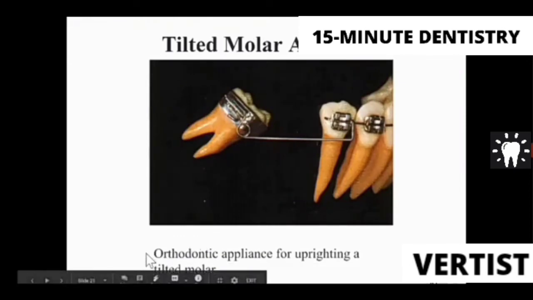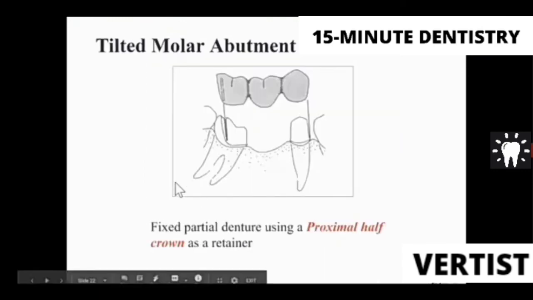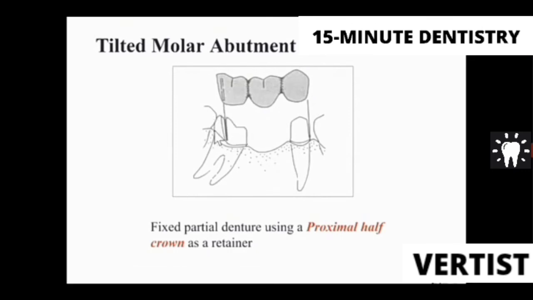These situations can be handled by using orthodontic appliances for uprighting the tilted molar. The other treatment option could be using a proximal half crown as a retainer. As you can see in this situation, in a proximal half crown, only the distal part of the tooth is untouched. The other portions have been prepared. So using proximal half crowns as retainers could also be a possible option.